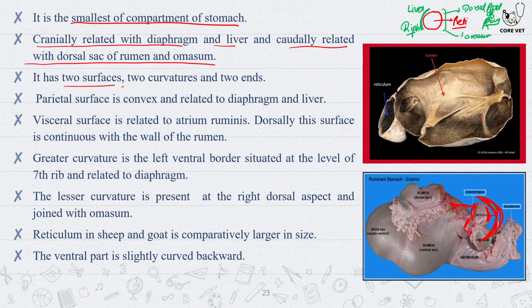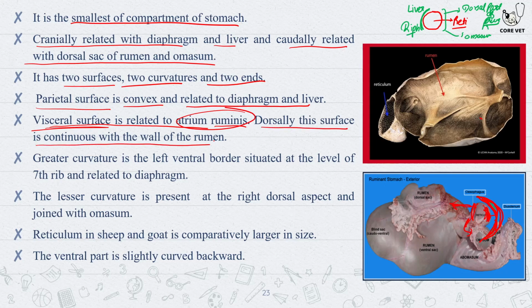It has two surfaces, two curvatures, and two ends. The parietal surface is convex as usual and related to the diaphragm and the liver. This is the parietal surface. The visceral surface is related to the atrium ruminis. Okay, the visceral surface is in contact with the atrium ruminis. And dorsally this surface is continuous with the wall of the rumen.